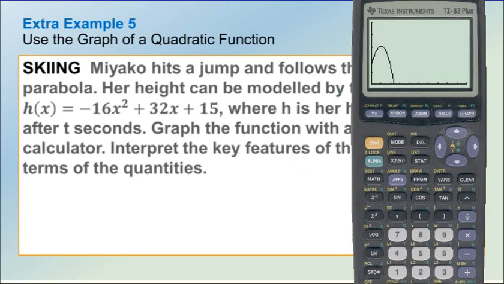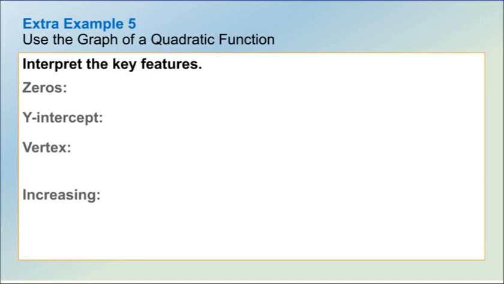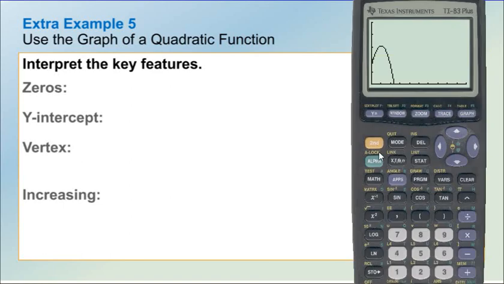And now we can do our key features here. So our zeros, to find our zeros, we're going to hit second, trace, find a zero, number 2, and need to get up higher. So I'm just looking at my y-axis.